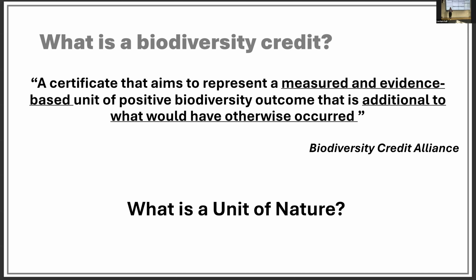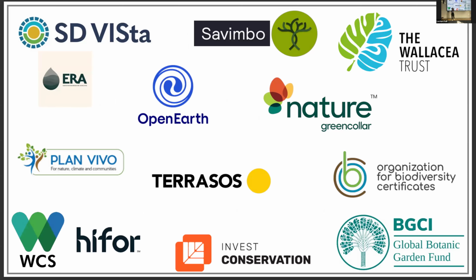So that brings me to the premise of this talk. What does that look like? What is a unit of positive biodiversity outcome? What is a unit of nature? What does that mean? So we did a review over the past year. We looked at these early movers in the biodiversity credit market. This space is moving fast. About 2-3 years ago, there were basically no companies that were looking at developing biodiversity credits in this way. There are now over 50.